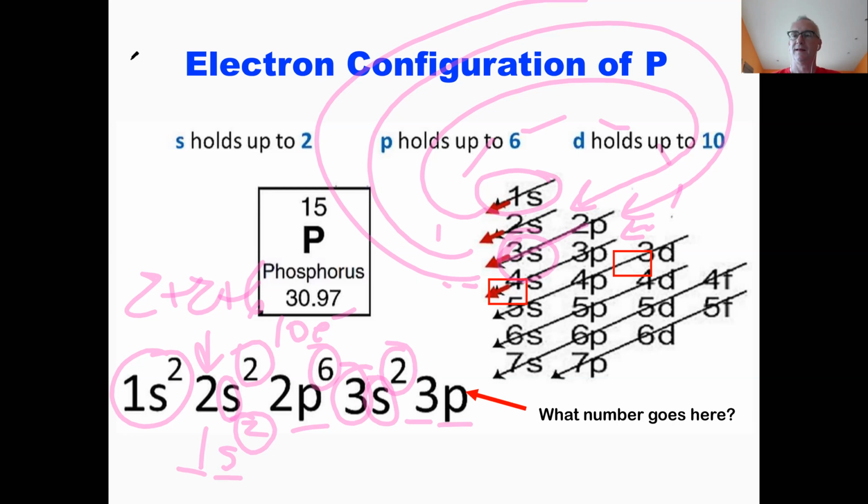Three. 3, right. Because I've got 2 plus 2 plus 6 plus 2, that's 12, and I've got 3 left. So I would put 3 there. And that is what we would call the electron configuration of phosphorus. This is called the electron configuration because these are how its electrons are configured in the atom.